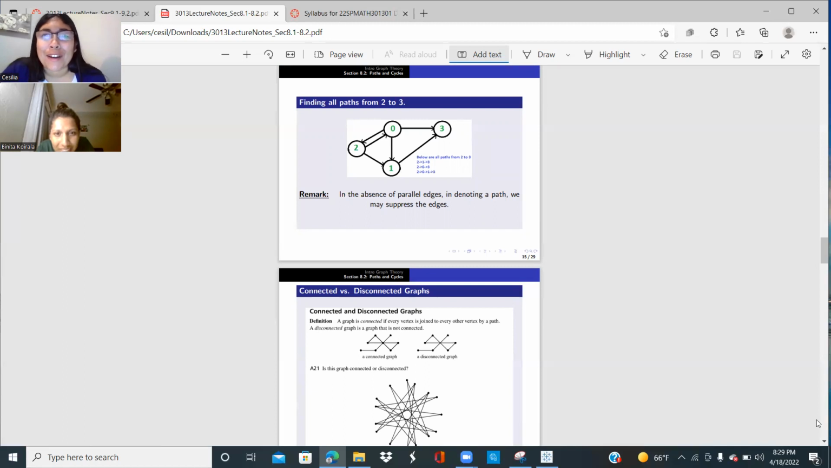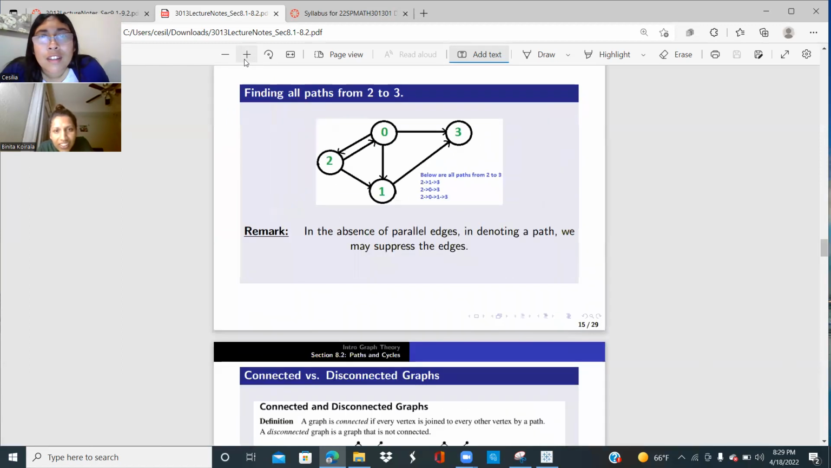To find all the paths from 2 to 3, we have to figure out what inputs, basically. The inputs are 0, 1, 2, and 3. So we have to figure out what goes to 3. Let me zoom in on this real quick. Right here, let's say you start with 0, but what inputs really do go to 2? Whatever goes to 2, you have this right here.